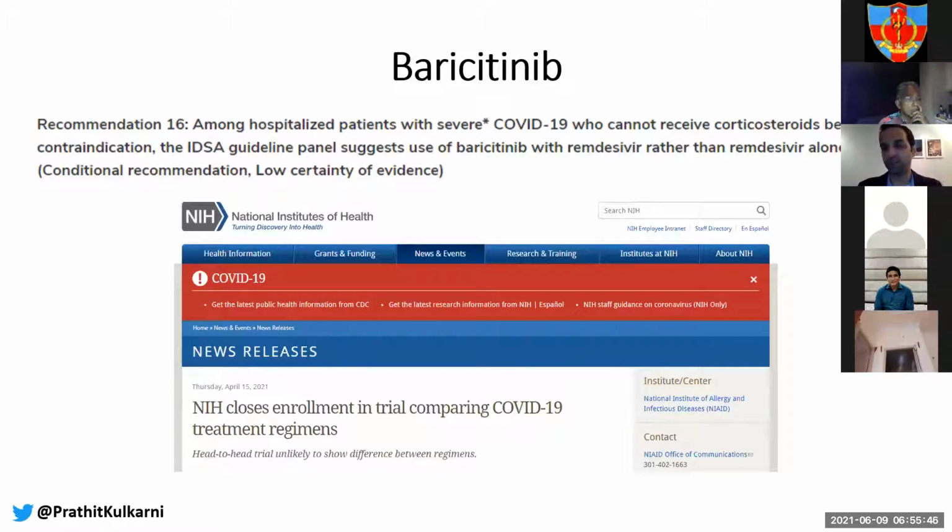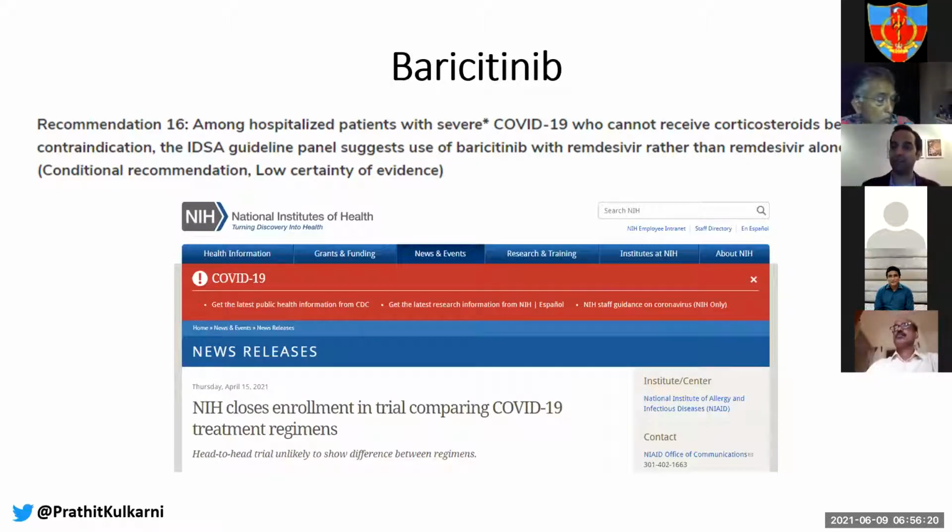Also, just so you're aware, in the United States, they were running a trial to compare remdesivir plus dexamethasone versus remdesivir plus baricitinib to see which one is better. And in fact, in this trial, as you see here, on April 15th, the National Institutes of Health closed this trial because there was no benefit from remdesivir plus baricitinib compared to remdesivir plus dexamethasone.